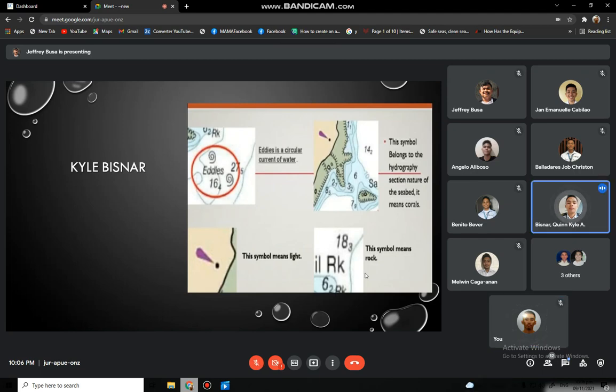This symbol belongs to the hydrography section, nature of the seabed. It means corals. Thank you. Next.